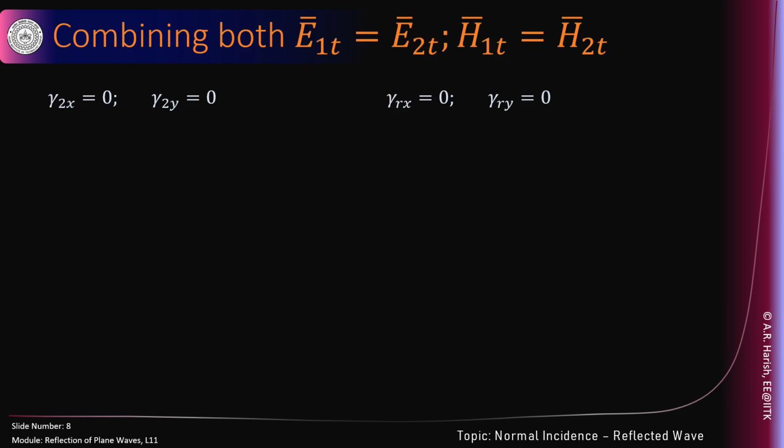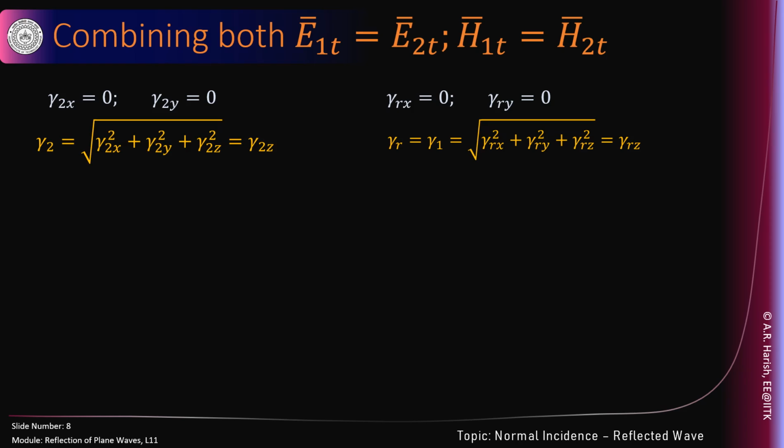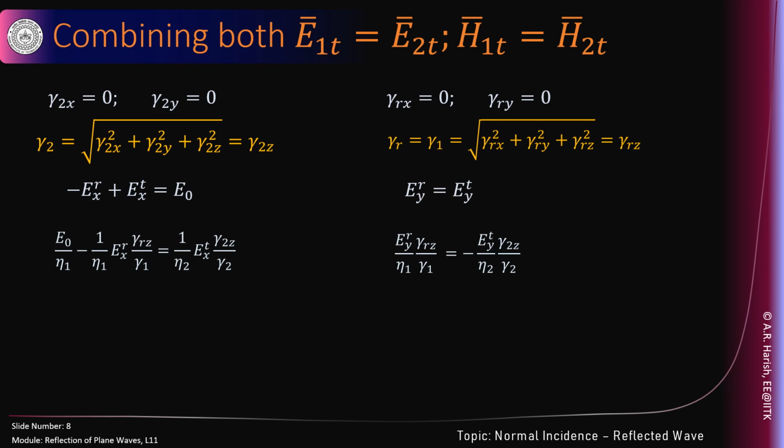Now, we combine these two equations, E1t equal to E2t and H1t equal to H2t. We have gamma 2 equal to gamma 2z because gamma 2x, gamma 2y both are 0. Gamma r equal to gamma 1, which is equal to gamma rz, because gamma rx, gamma ry both are 0. Good. Then we have minus erx plus etx equal to e0. Remember how we got this result? These two we got by enforcing continuity of tangential electric field. We got the next two results by enforcing the continuity of tangential magnetic field.